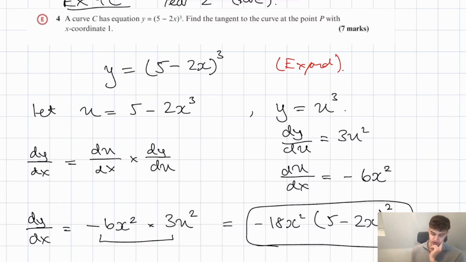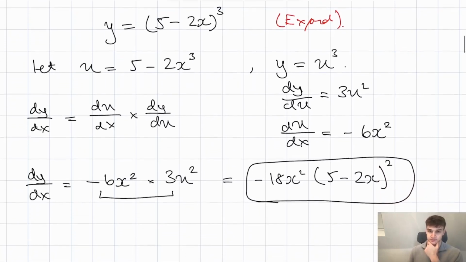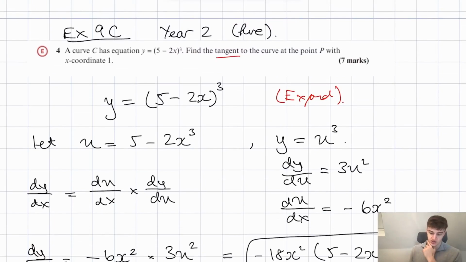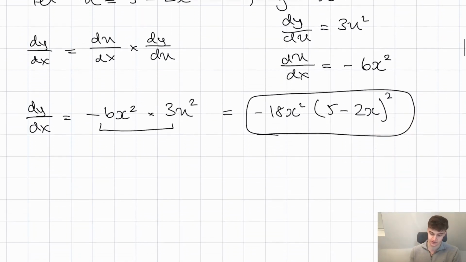I didn't really mention why I was doing that, but because we want to find the tangent to the curve at point P, we obviously need to work out what the gradient is, and to do that we need the derivative. So the tangent to the curve at the point P with x coordinate 1, well, we can now find out what the gradient is there, because we have the derivative. So at x equals 1, we want dy by dx at 1, so I just need to plug 1 into here.